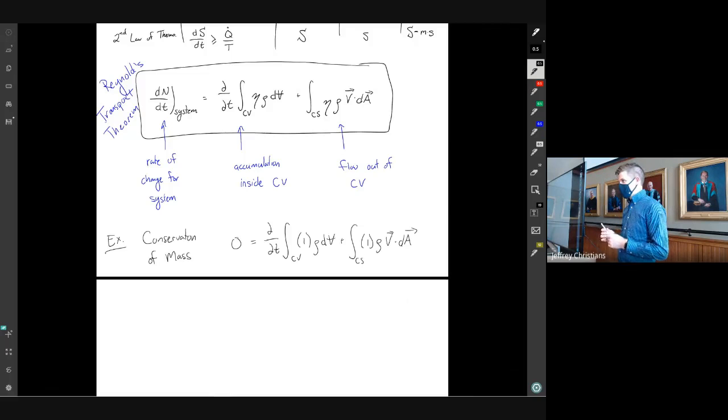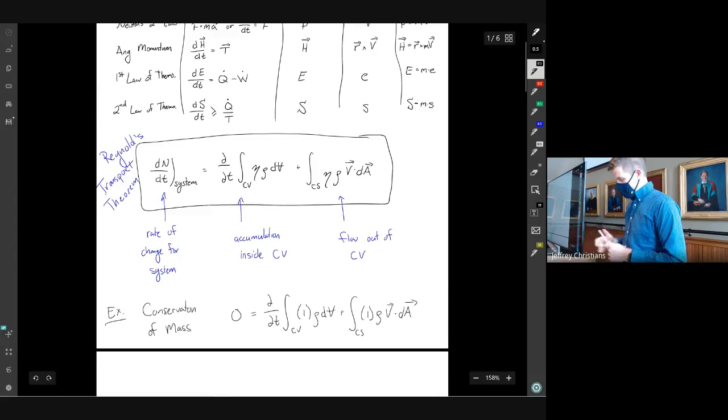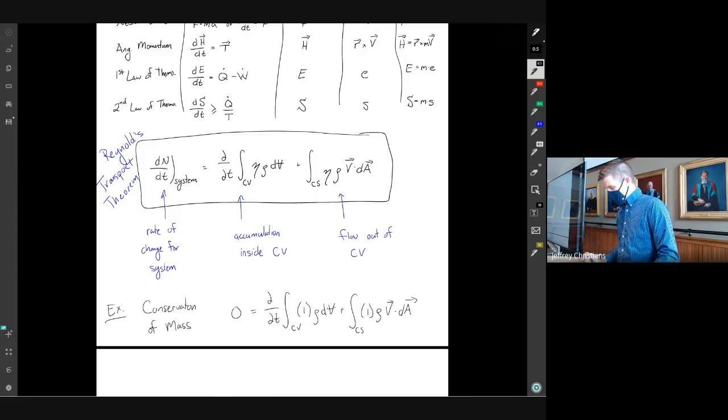Yeah, Liz. V, if like the control surface, is that velocity and then the other one's volume? Yes, so the V vector is velocity, and the V with a line through it is volume. Yeah, good question.